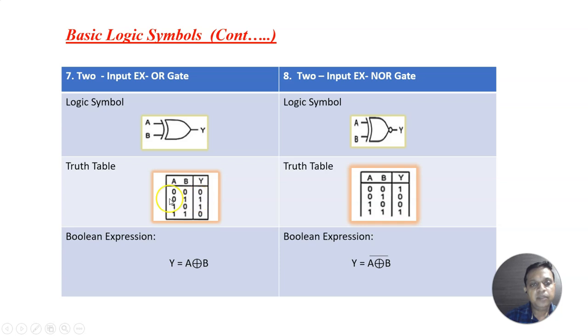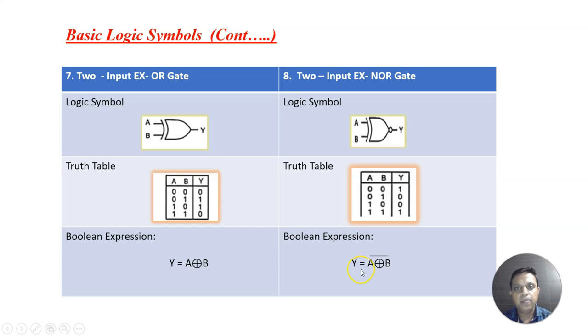So what is the truth table of this? For two inputs, if both the bits are similar, you can see 0, 0 and 1, 1, the output is 0. For dissimilar bits, the output is 1. This is as simple as it is. Now for two input EX-NOR gate, if you compare the logic symbols, we only have an extra bubble, two inputs A and B, and Y the output. The truth table depends upon the Boolean expression.